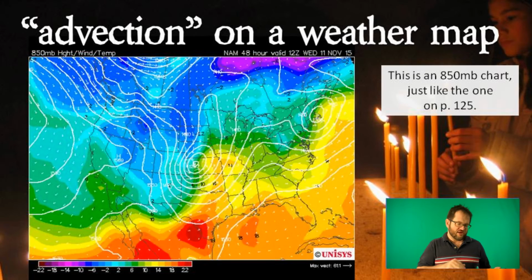Now, your chart in your lab manual is in black and white, not in color like this one, but this one will help us learn what's going on. Remember, an 850 millibar chart is a map of how high above the ground you have to go to reach a pressure of 850 millibars.